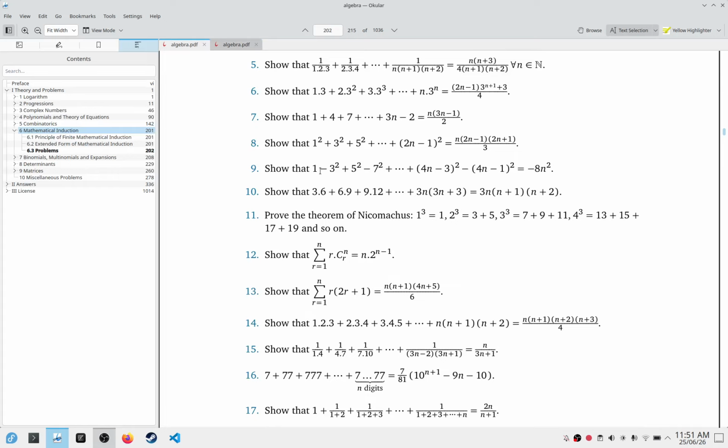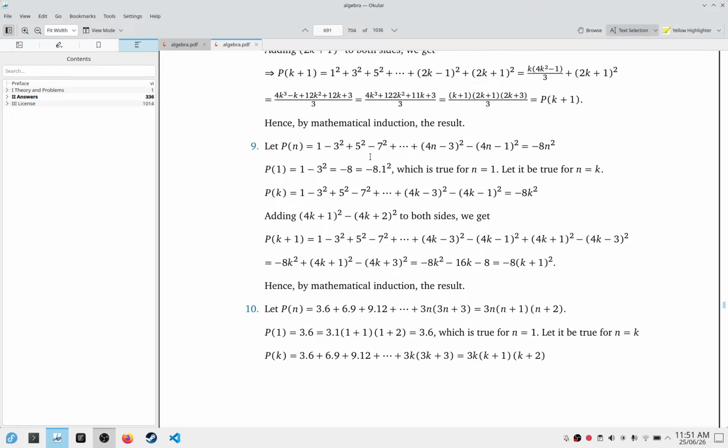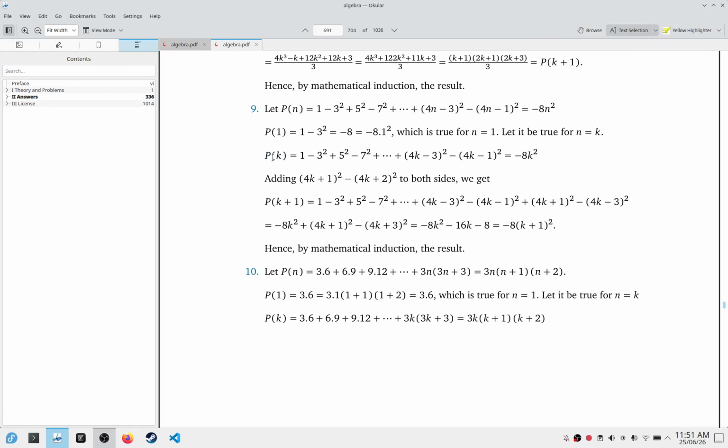Question 9 says: show that 1 minus 3 squared plus 5 squared minus 7 squared up to (4n minus 3) whole squared minus (4n minus 1) whole squared is equal to minus 8n squared. So we let Pn be this statement. P1 is 1 minus 3 squared, that is minus 8, which is minus 8 into 1 squared. We let it be true for n equal to k, so we have this form.